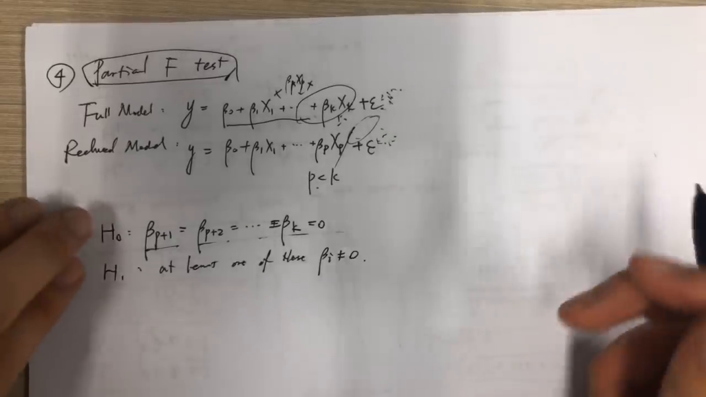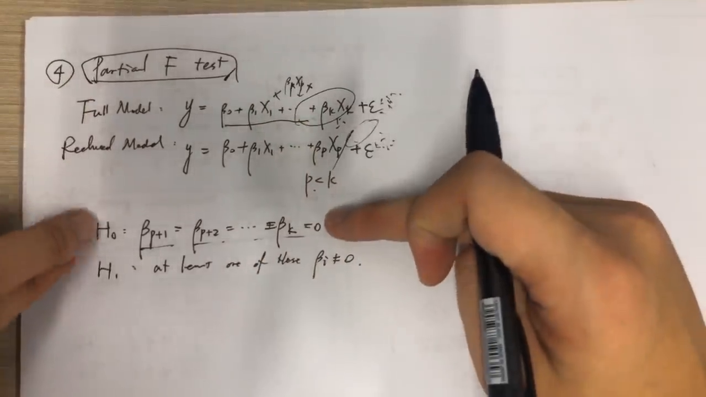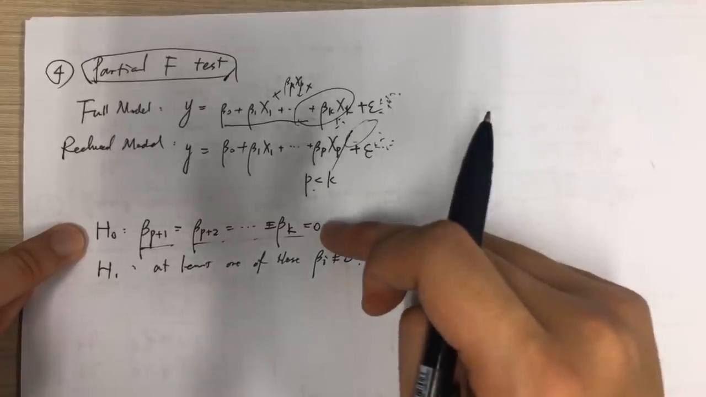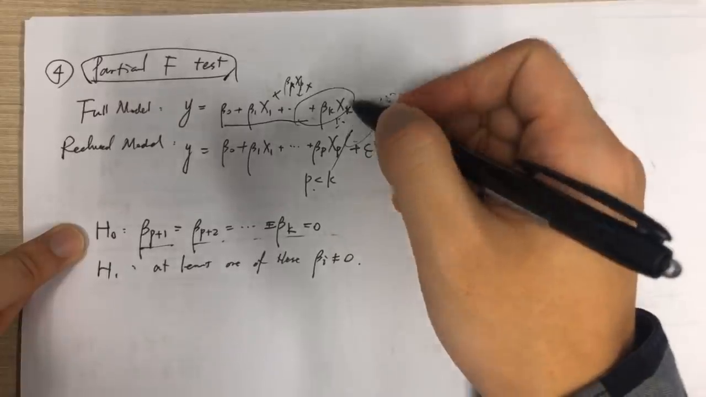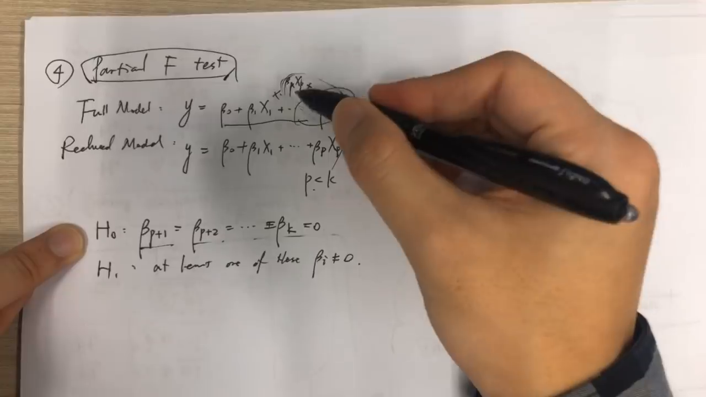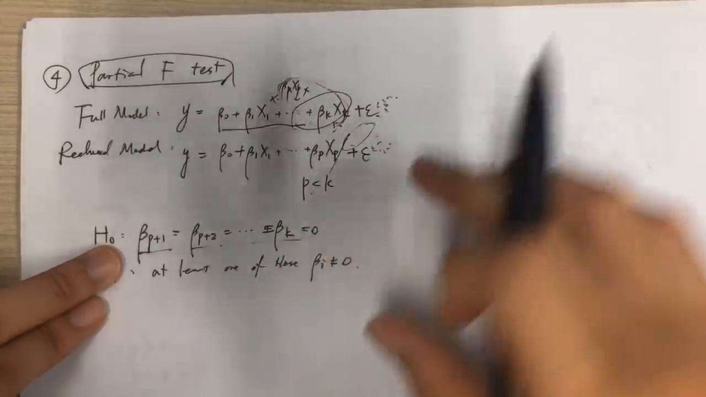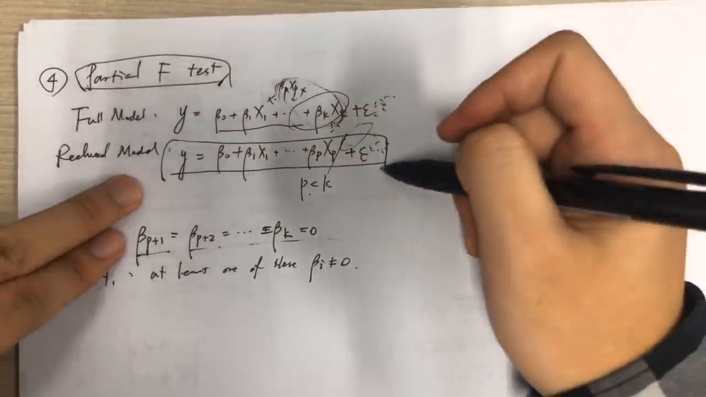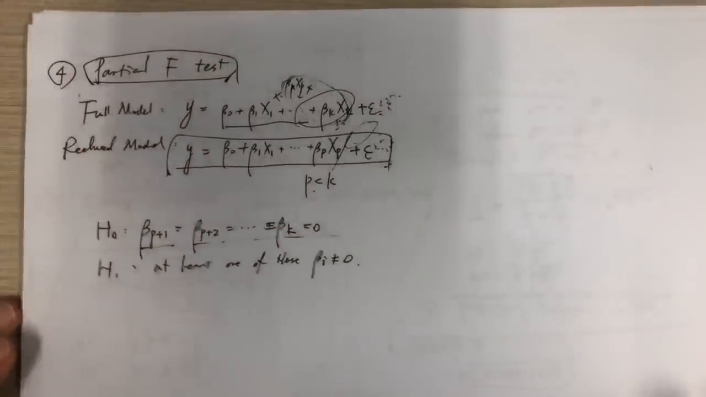So many students tend to misunderstand the partial f-test, and they still write the null hypothesis as beta 1 equals beta 2 equals beta k equals 0. That is incorrect, okay? So we want to test if the coefficients of the independent variables that we dropped from the full model equal 0, okay? So if they equal 0, it means we can reduce the model to this reduced model, right? And if not, we need to use this full model.